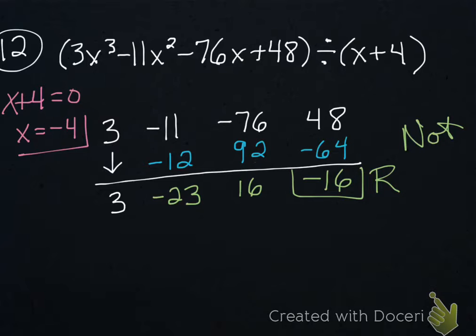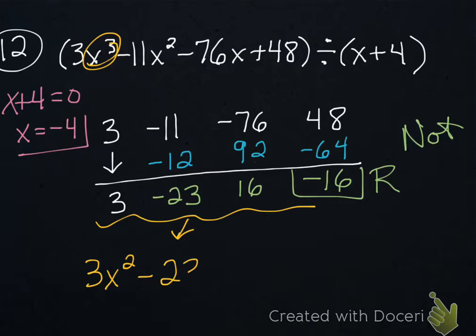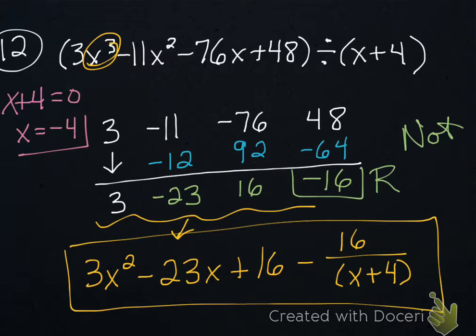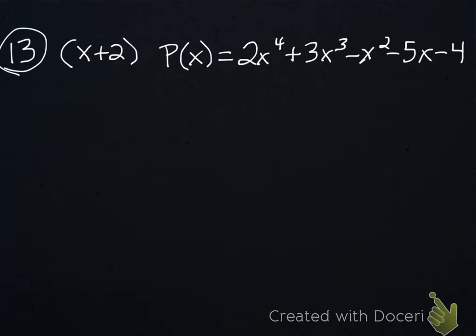Let's write our quotient. I started with x cubed, subtract 1 from the exponent, and let's put it in. So I'm going to have an x squared, 3x squared minus 23x plus 16 minus the remainder of 16 divided by x plus 4. This is the quotient for this problem.